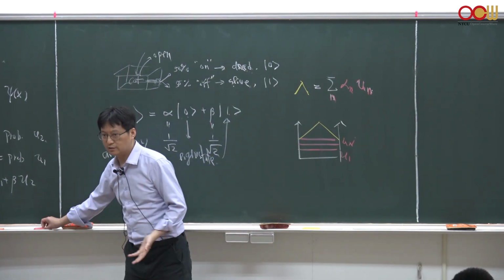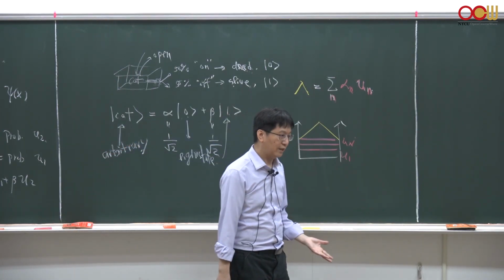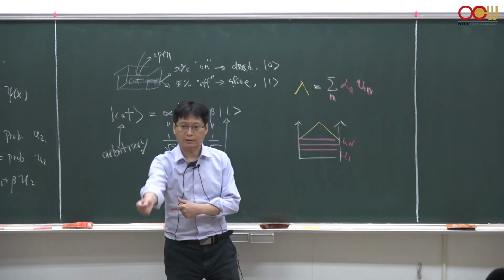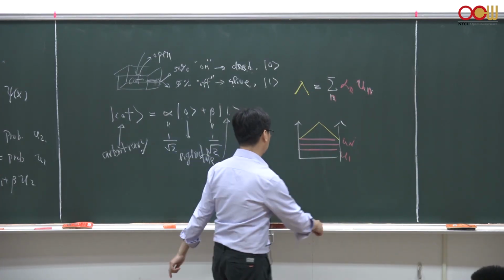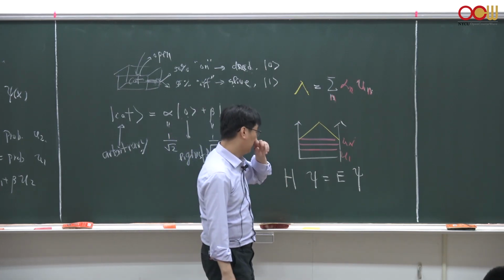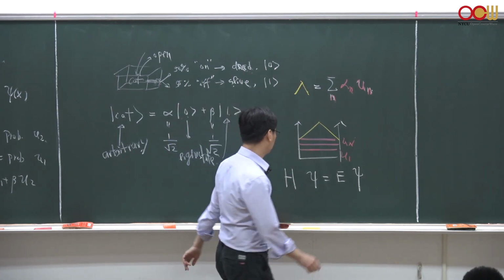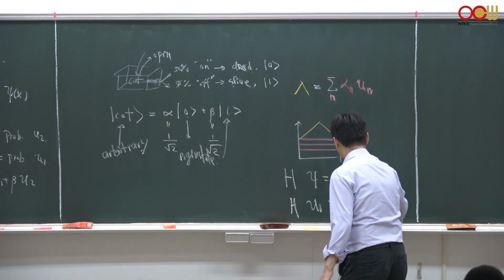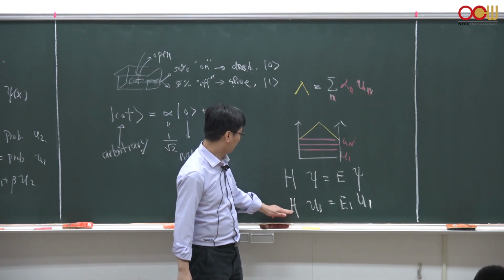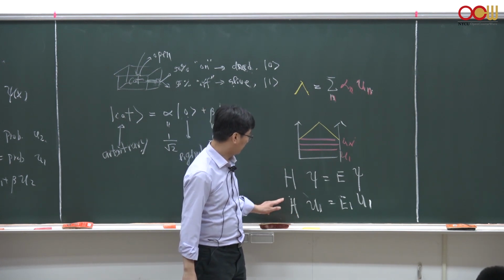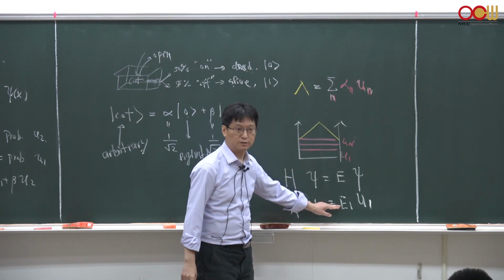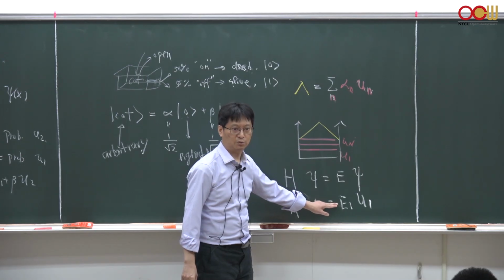The eigenstate says that once the particle stays there, it stays there forever. That's the reason why we call these eigenstates, because it goes back to itself. Remember, if you solve the Schrödinger equation, if psi initially is that U1 eigenstate, then if you apply the Hamiltonian acting on U1, you always end up with this U1 state with eigenenergy E1.